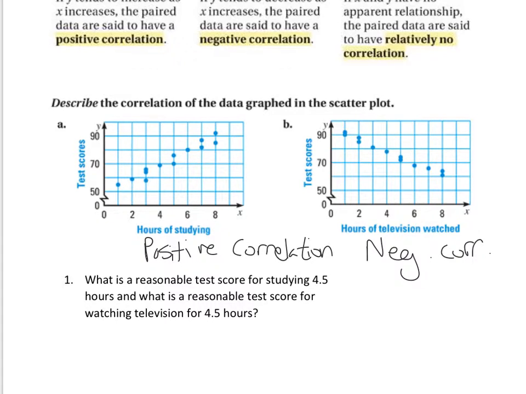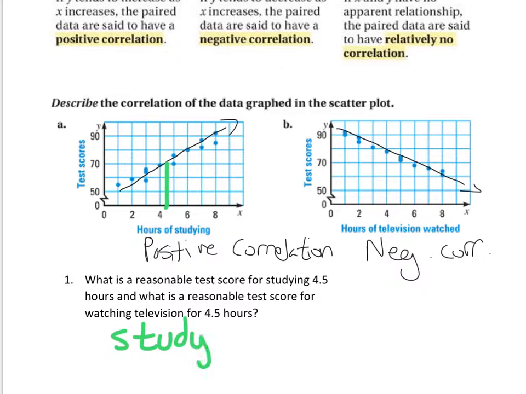So this is why it's called fit a line to data, because what we're going to do is we're going to try to use this as a line. So it's going to be approximately something that looks like this. And this one's going to be approximately something that looks like this. And what you do is you go to where the 4.5 hours is, and so here's 4 hours, here's 5 hours, so halfway between. You look up.